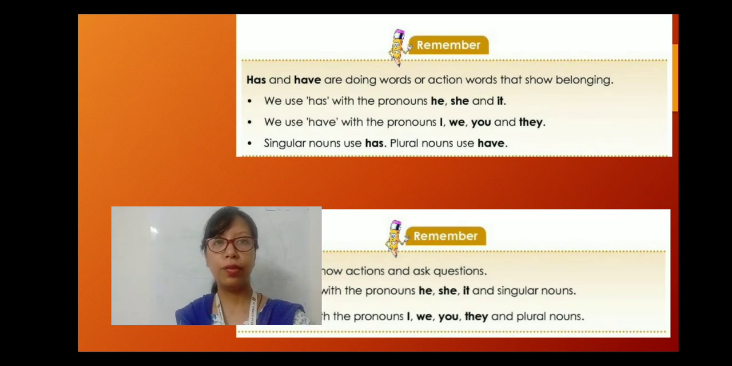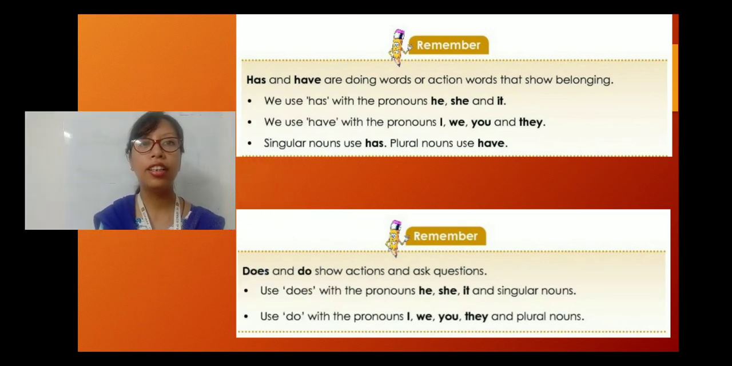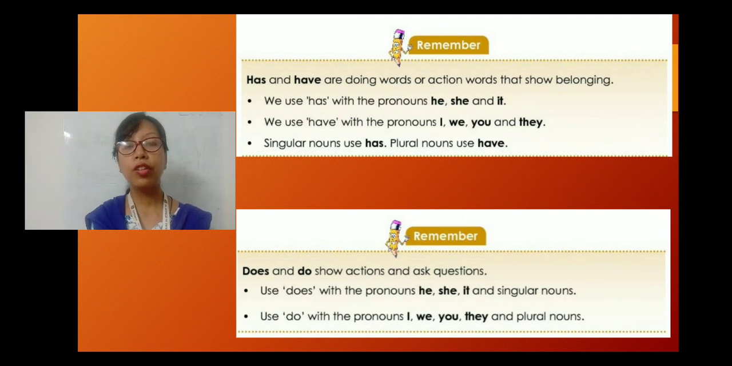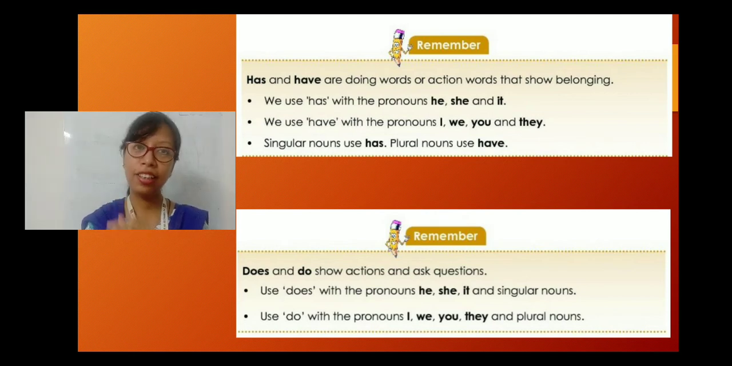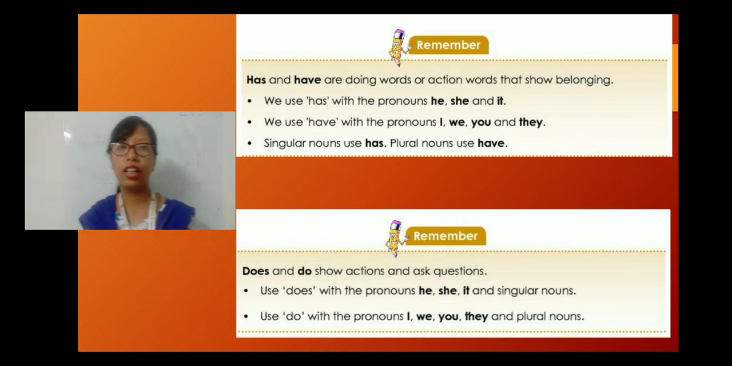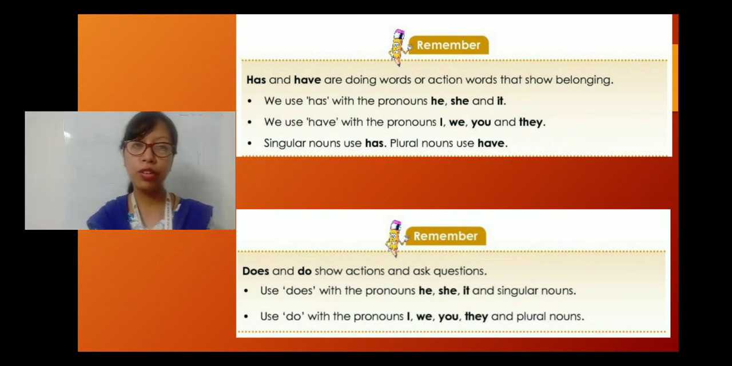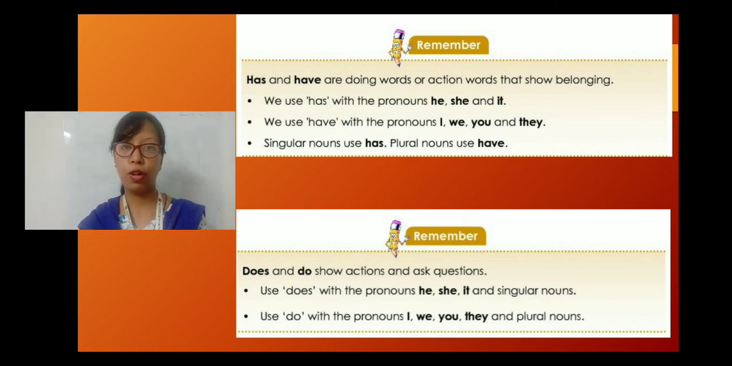Then the uses of has and have. We use has with singular nouns, and the pronouns are he, she, it. Clear? Then we use have with plural nouns. The pronouns are we and they, but also I and you, which are singular. Other than the plural, we use have with I and you.